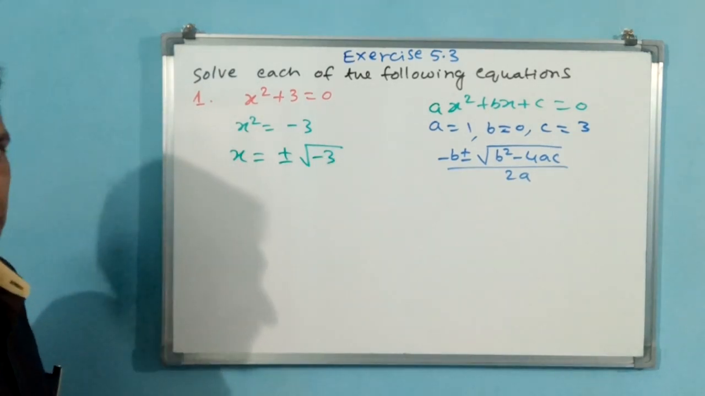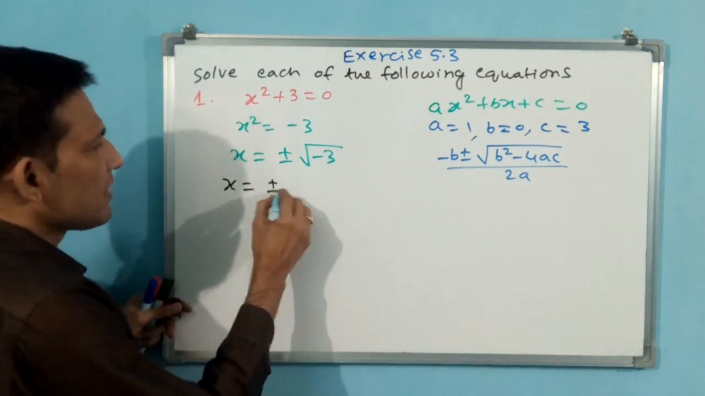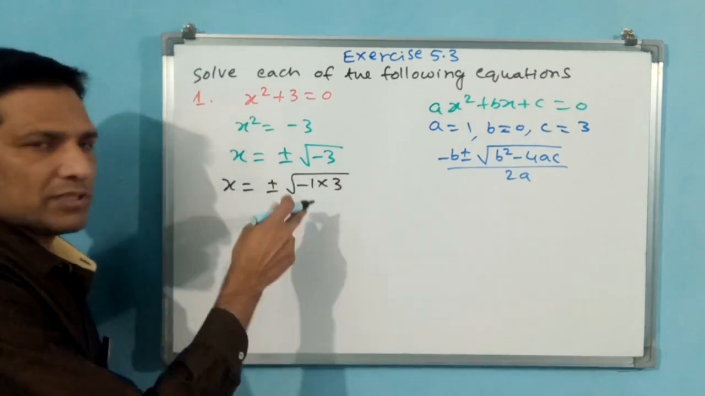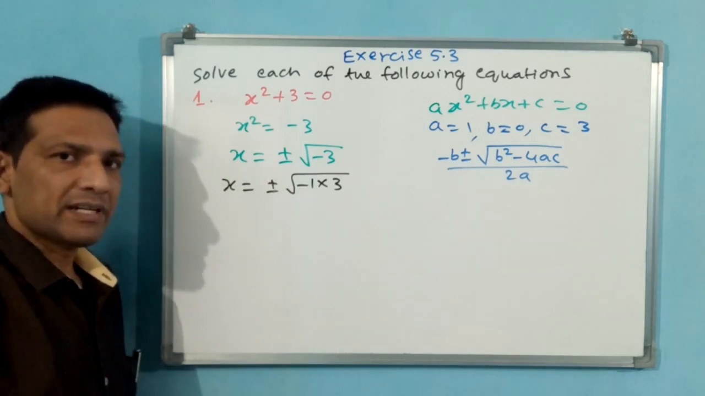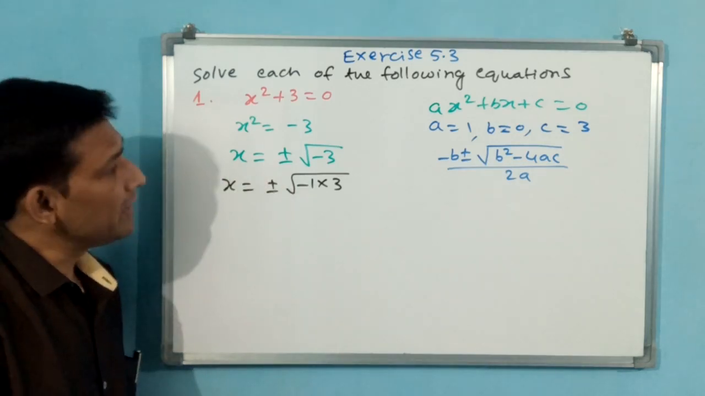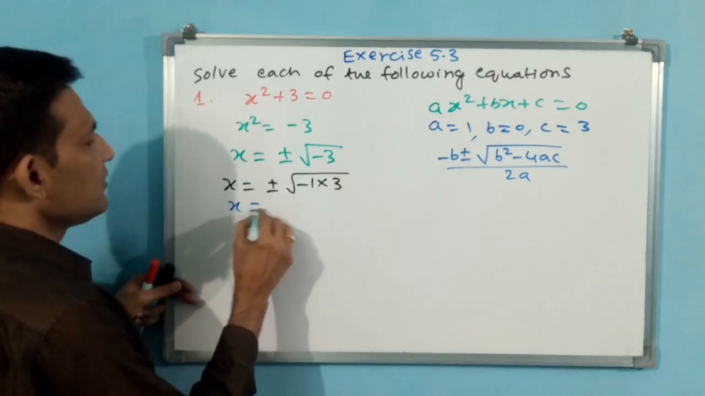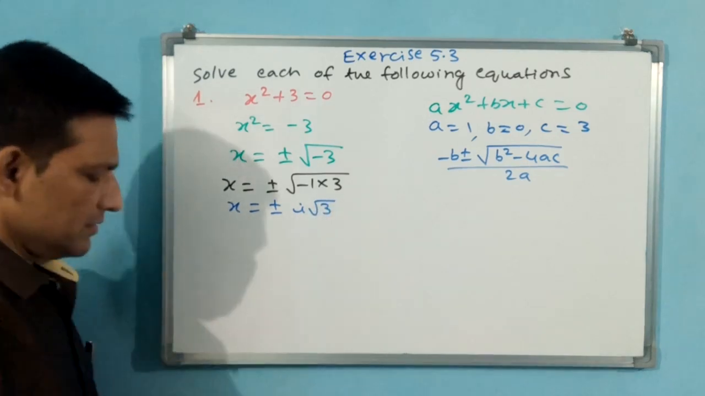Now you solve this. How to solve? x is equal to plus or minus square root of minus 3. See, first question, that is why I have explained like this. Or else, minus 3 directly we can write as i root 3. Okay? Now again, x is equal to plus or minus i root 3. That's all. This will be your answer.